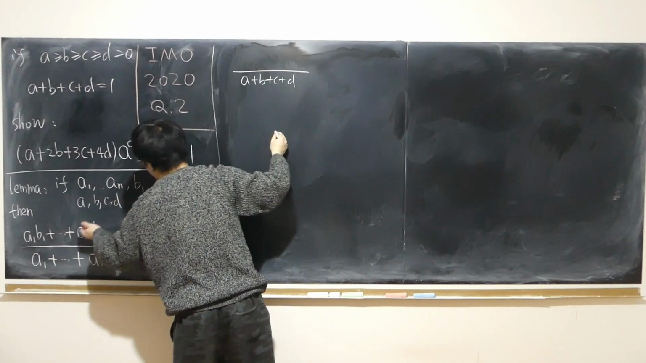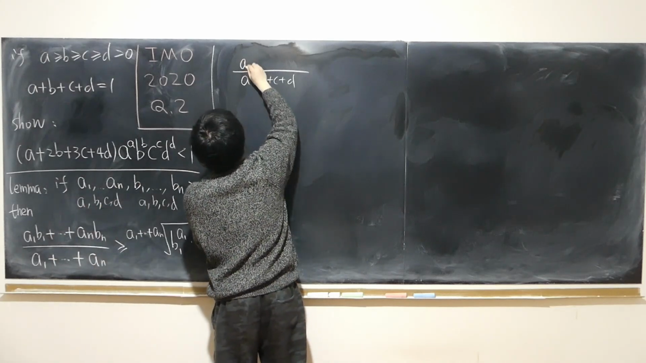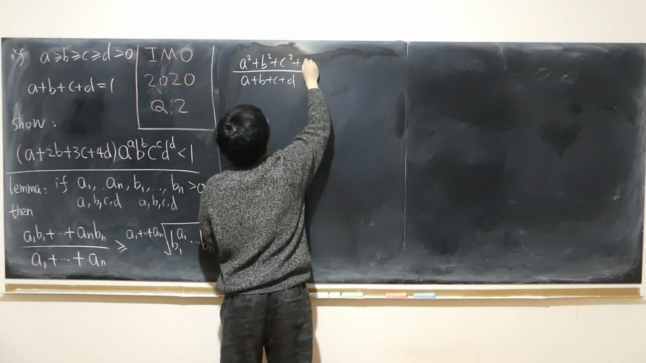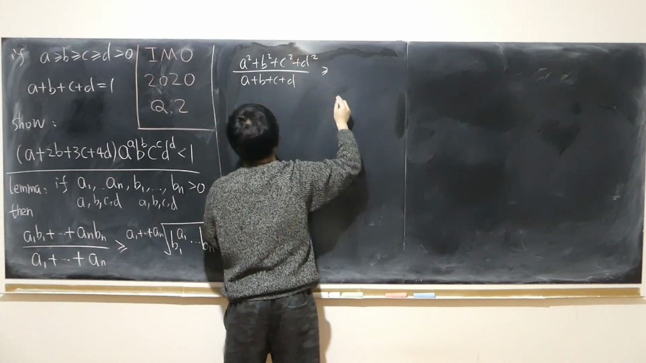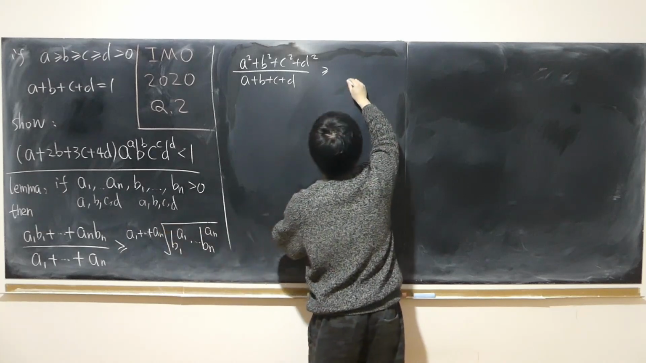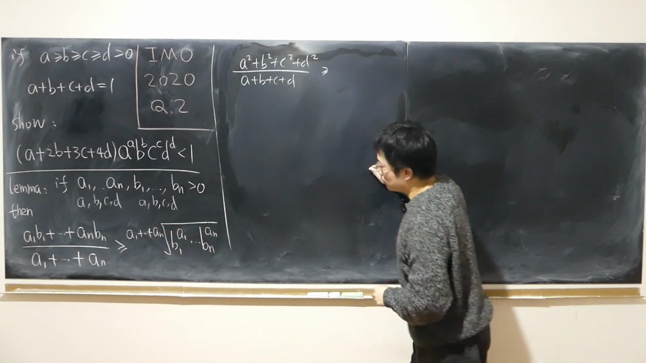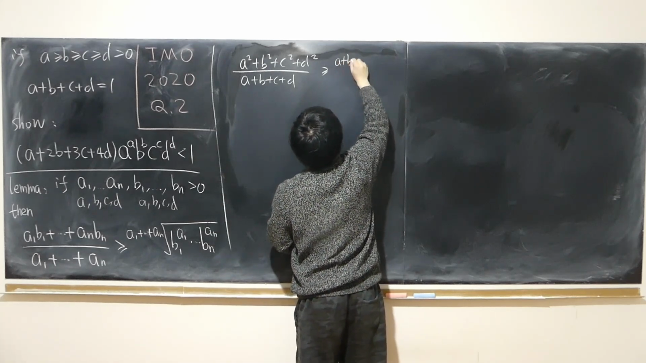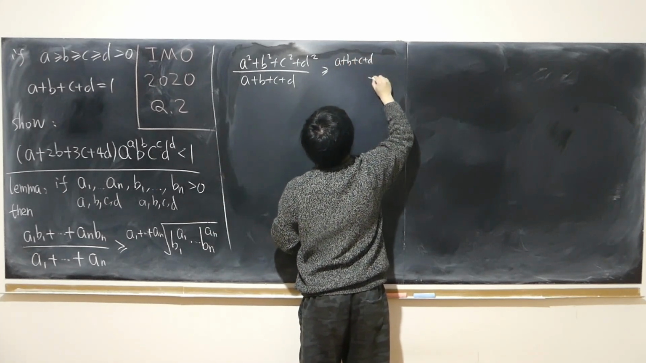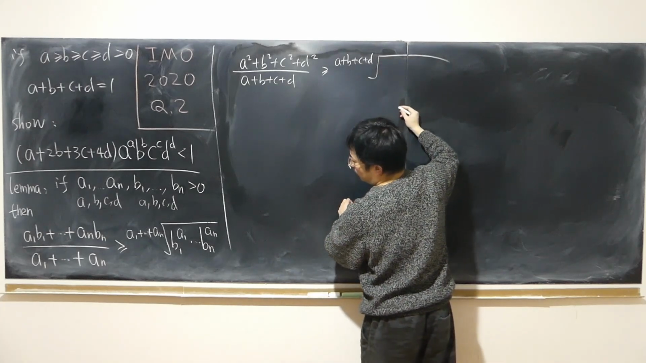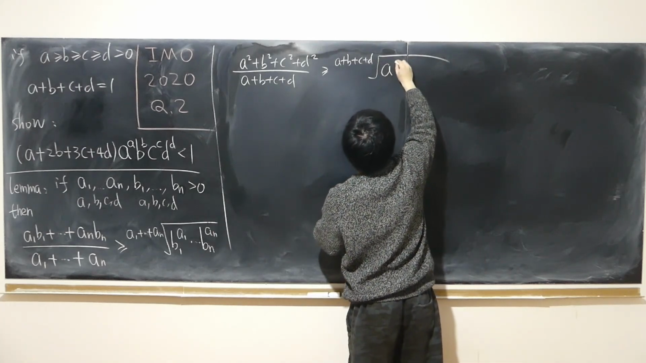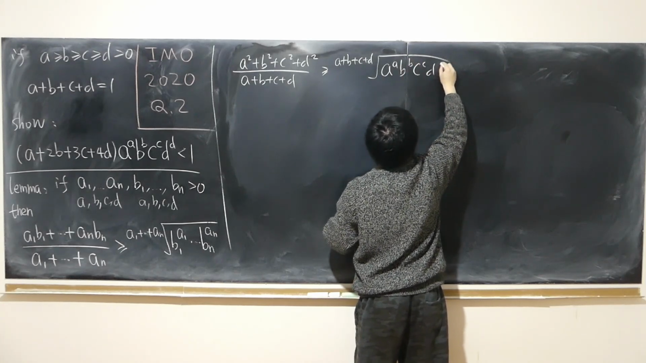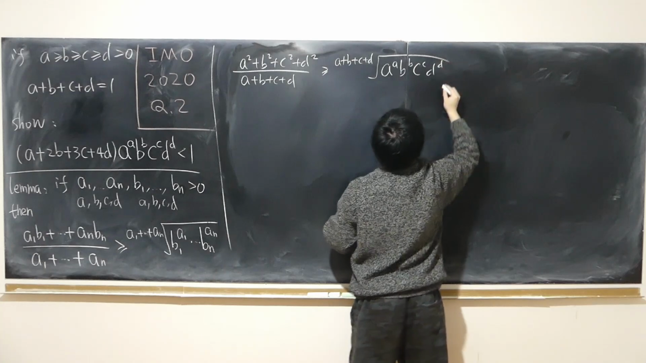The A1 times B1 is just A times A, A squared, likewise B squared, C squared plus D squared, always bigger than or equal to the A plus B plus D, A, B, C, D. B1 to the A1 is A to the A, then B to the B times C to the C times D to the D. Right.